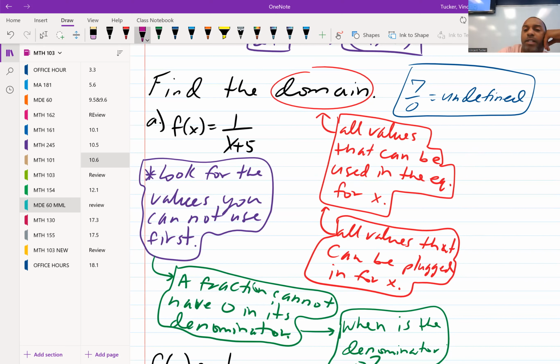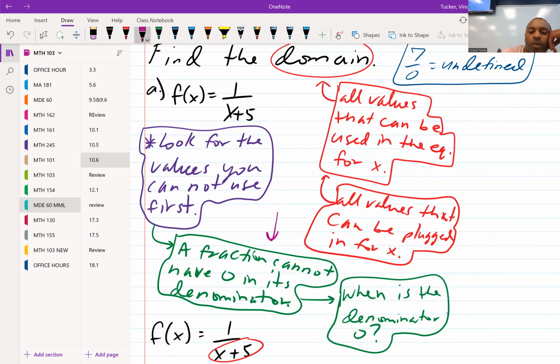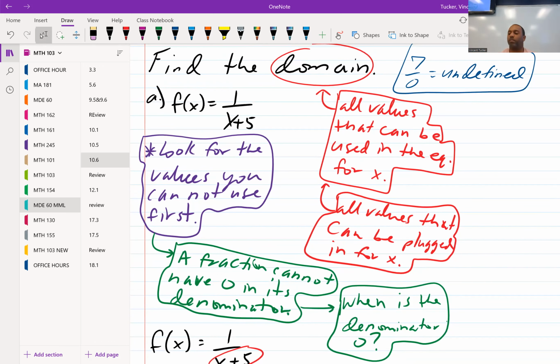Now, whenever you have a fraction, you don't want 0 in your denominator, because it would be considered undefined. So if I plug in anything into this function that will make it 0 in my denominator, then I have a problem. That's a value I cannot use. So it would be easier to look for the values that I cannot use. And that's what I wrote down here in the green. A fraction cannot have 0 in its denominator. So you want to know, when is it 0 in the denominator? I'll give you a chance to write that down.